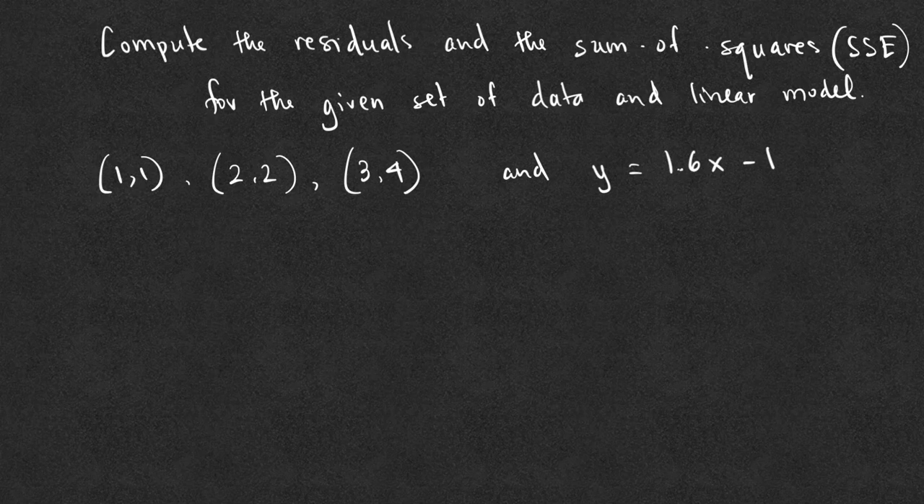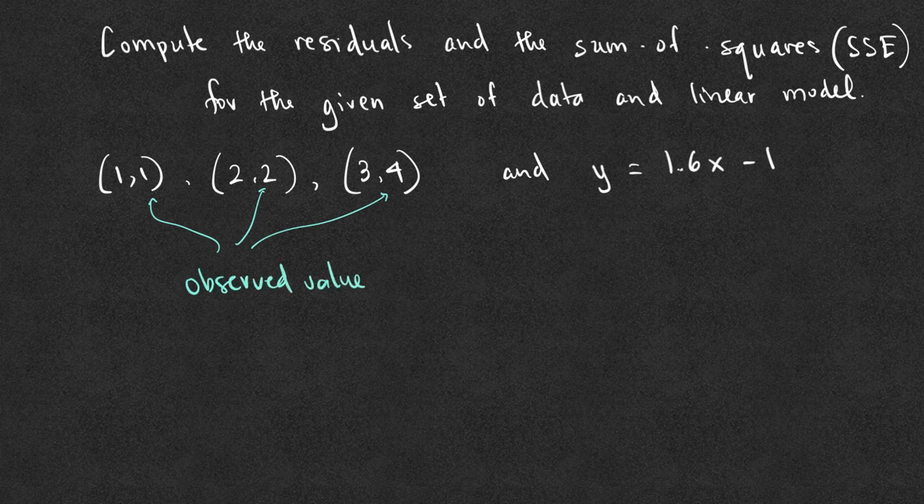Compute the residuals and the sum of squares SSE for the given set of data and linear model. The set of data is (1, 1), (2, 2), (3, 4), and the linear model is y equals 1.6x minus 1. The y-coordinates in the data set, 1, 2, 4, are called the observed values. And the residual is the difference between the observed and the predicted value.